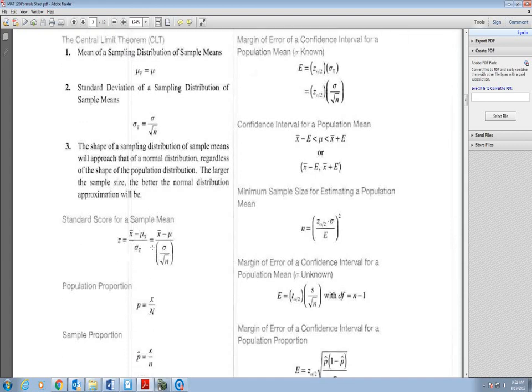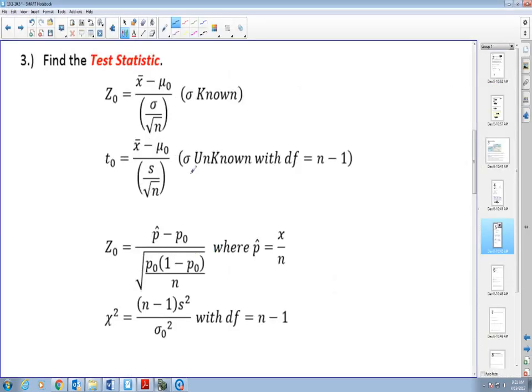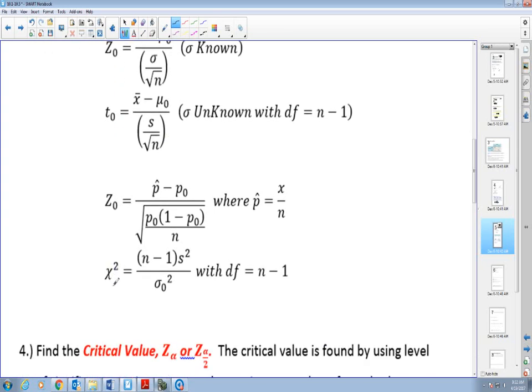When we talk about the central limit theorem, the standard score for the sample mean is x bar minus the mean of the sampling distribution of x bar. Right here, we don't say the population mean. We are actually saying mu sub null. Mu sub null is the mean from the null hypothesis, what the null hypothesis is claiming. So the subscript is different, but it's still talking about the z-score, t-value, and our chi-square as well.